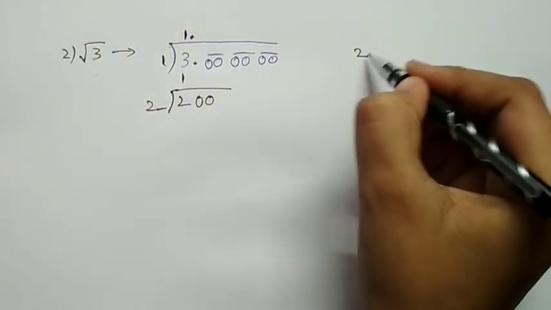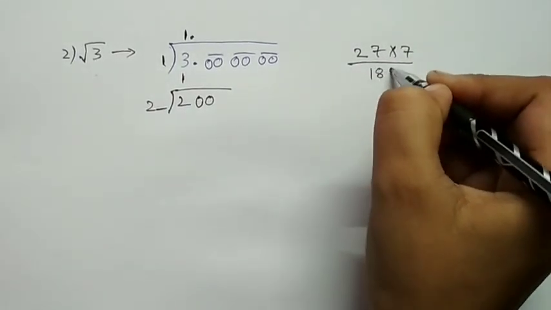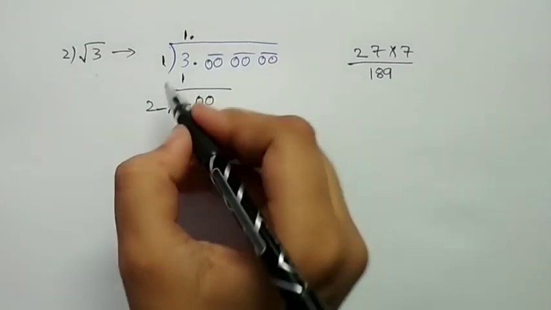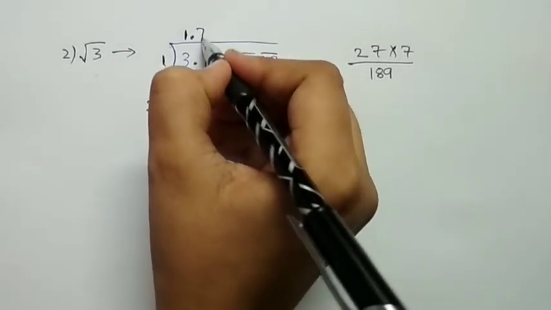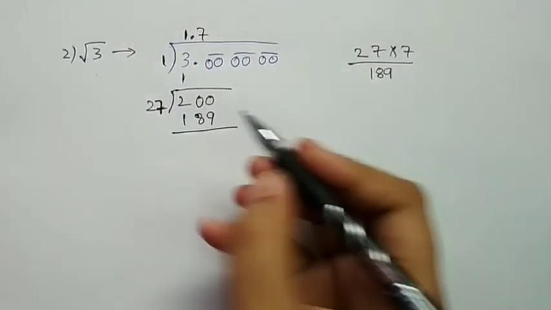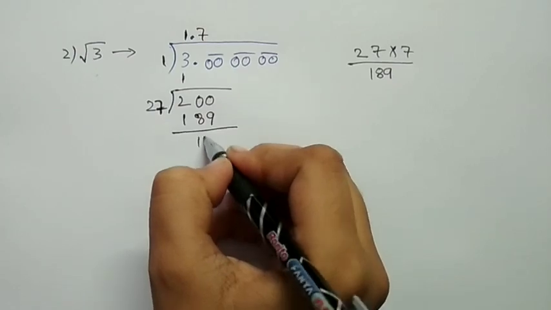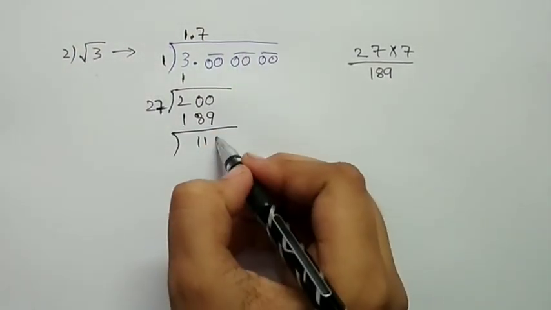Now, 27 into 7 is 189, so that is near to 200. So, I am taking 7, 7 sevens are 189. Subtraction, I get 11, and bringing down the zeros.